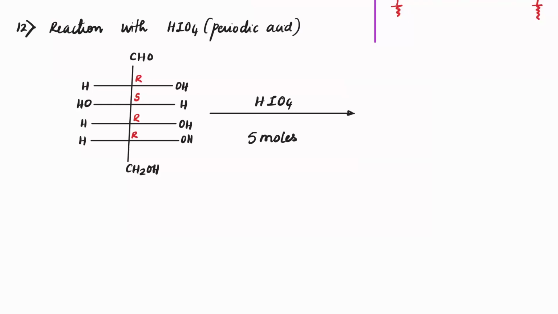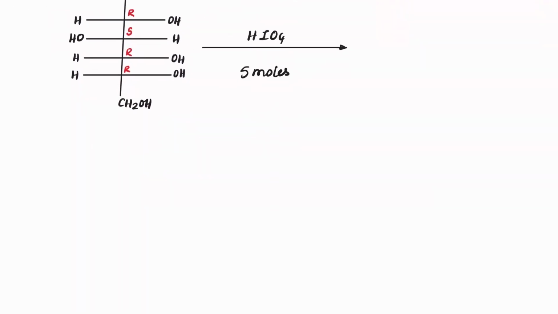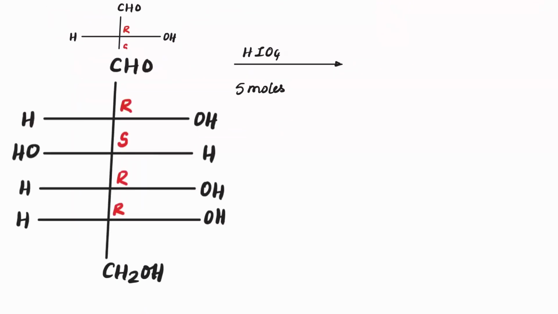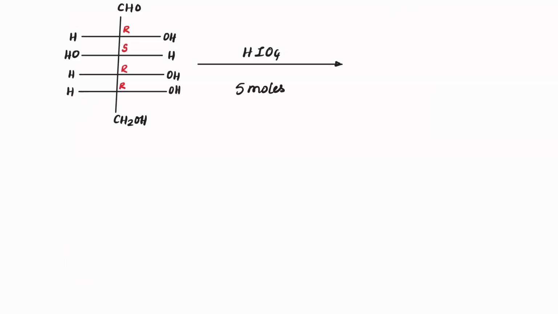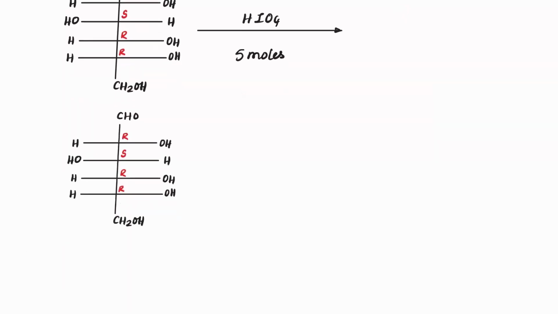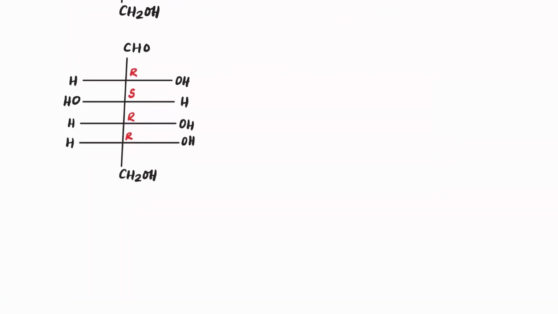The reaction goes like this, where you need to find out the vicinal diols, that means OH and OH adjacent to each other. If they are adjacent, we just have to break the bond. Let me show you how we can break the bond here. Check this out. So first we will break it here.